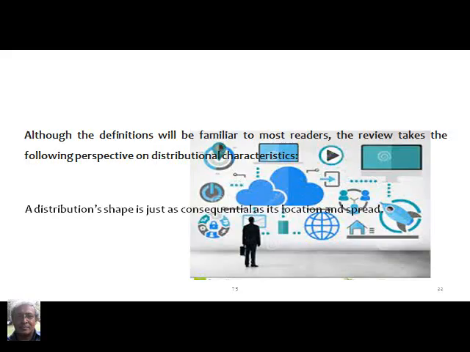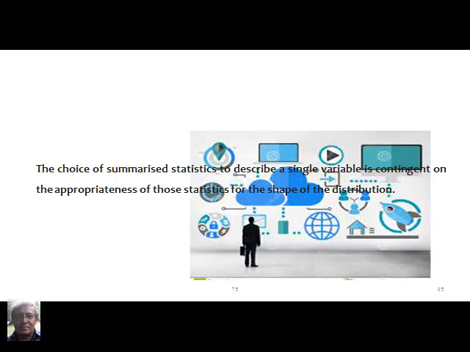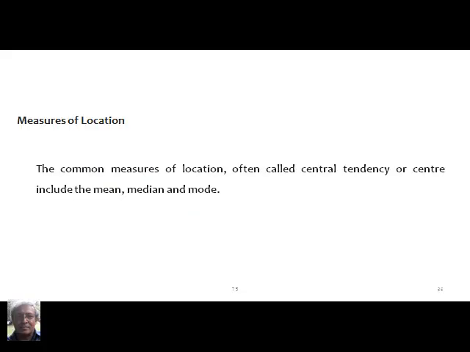A distribution's shape is just as consequential as its location and spread. Visual representations are superior to numerical ones for discovering a distribution's shape. The choice of summarized statistics to describe a single variable is contingent on the appropriateness of those statistics for the shape of the distribution. Measures of location. The common measures of location, often called central tendency or center, include the mean, median and mode.